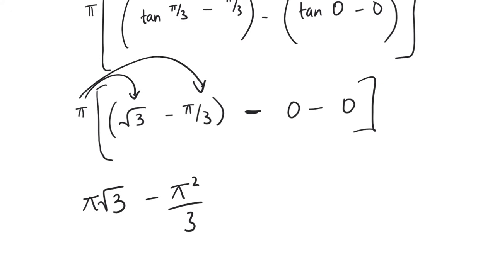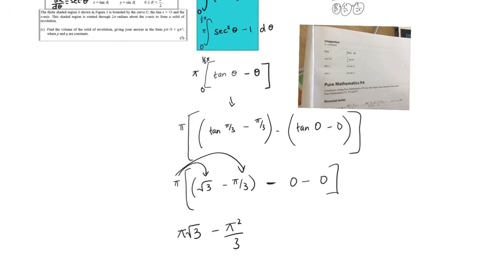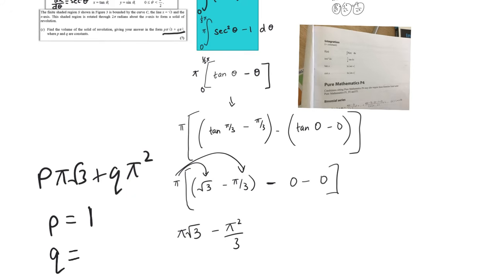Okay, first of all, now I'm going to do 2 checks. Check number 1. It asked us to put this in the form p pi root 3 plus q pi squared. So what does our p equal according to this? 1. Because 1 times pi root 3 is pi root 3. What does our q equal? Minus 1 over 3. Because pi squared times minus 1 over 3 is negative pi squared over 3.